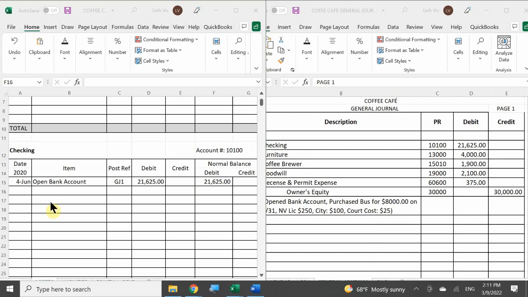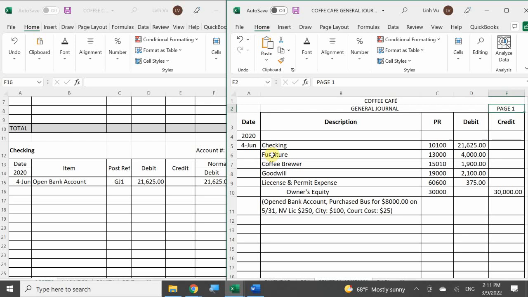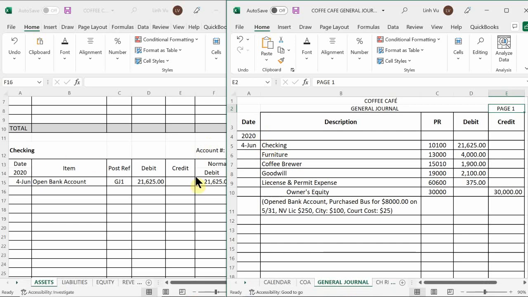All right, so in this case, I have $21,625 in my checking account, right? So that's just my checking account. Now I need to go through every single account that I used to create an account balance.